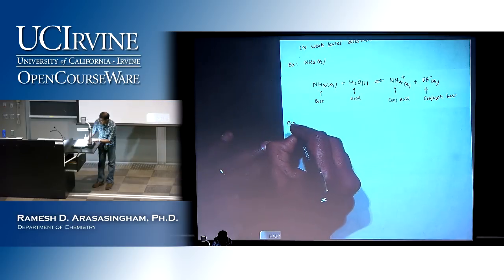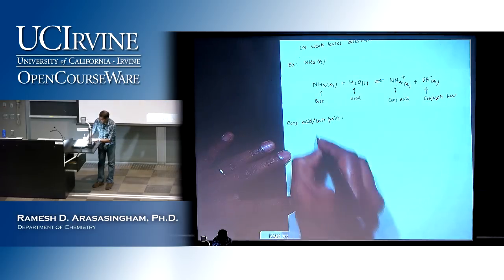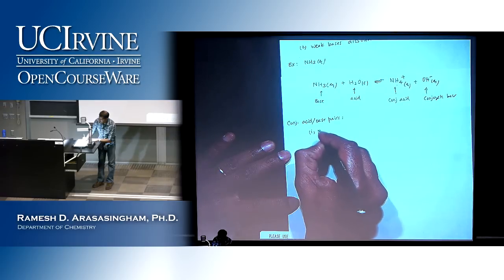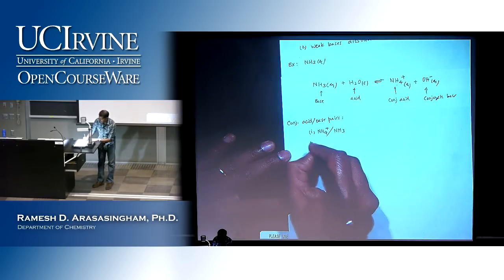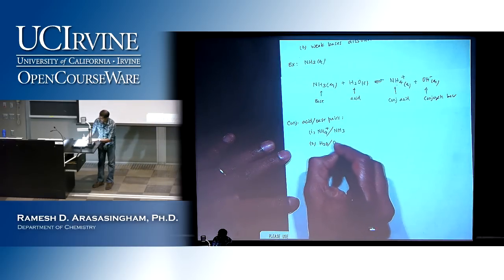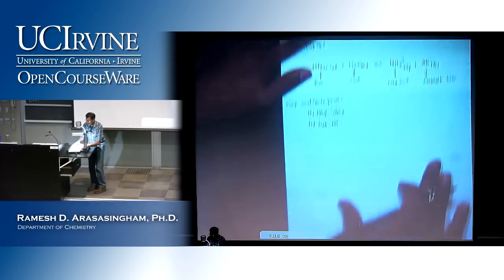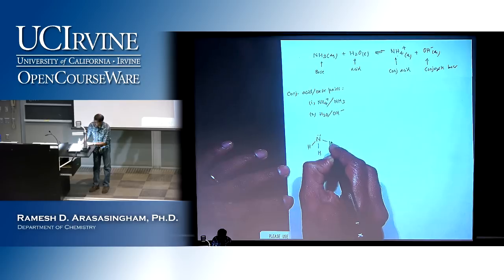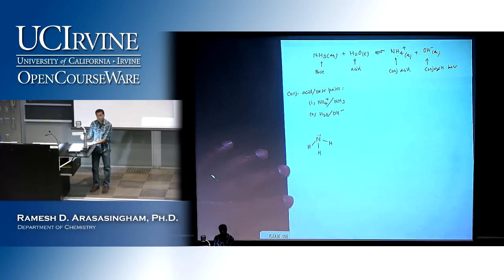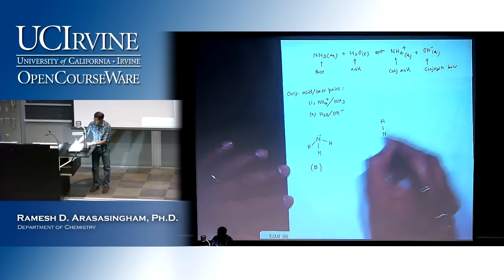So if you want to look at the conjugate acid-base pairs, one, you have NH4+ and NH3. And two, you would have H2O and OH-. So these are the conjugate acid-base pairs. So if you want to see what's going on, you start with NH3, which has this Lewis structure. All of you know what the Lewis structure of NH3 looks like. It's neutral, so we're going to call that B. Now, when this picks up a proton, it goes to form this.